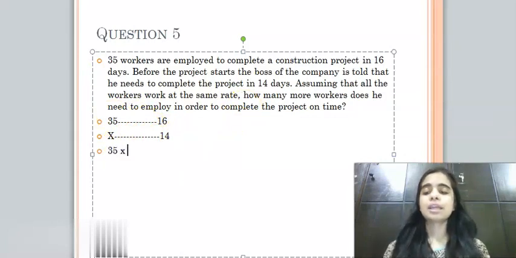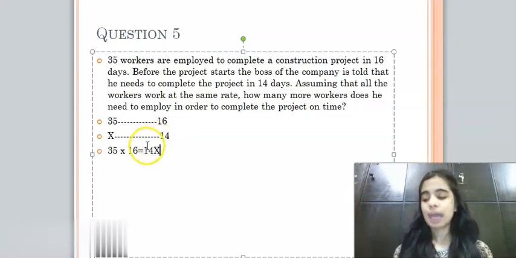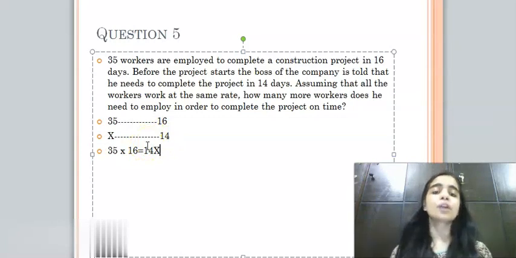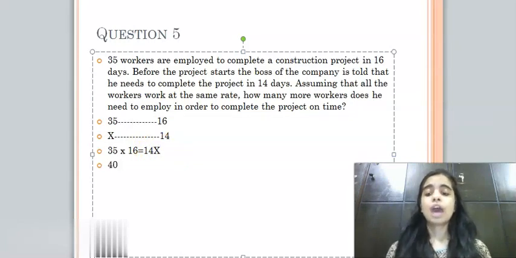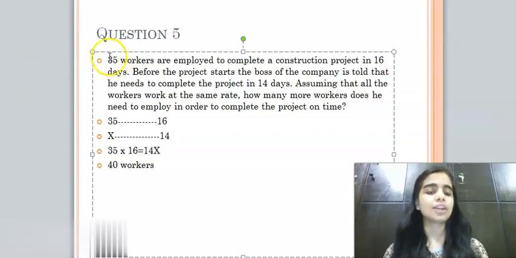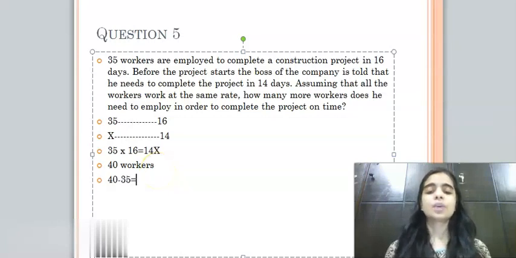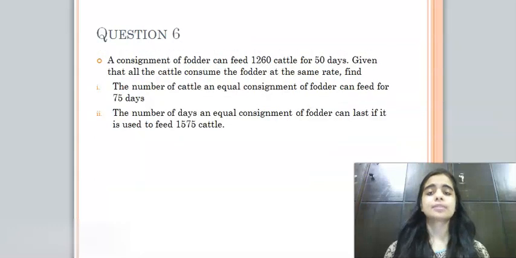So 35 multiplied by 16 is equal to 14x. Okay, so 35 multiplied by 16 divided by 14. Now, what is 35 multiplied by 16 divided by 14? That is 40. So that means he needs 40 workers. Now, but the question didn't ask us this. It asked us how many more workers. So he already had 35. How many more? We will simply do 40 minus 35. So he needs 5 more workers.